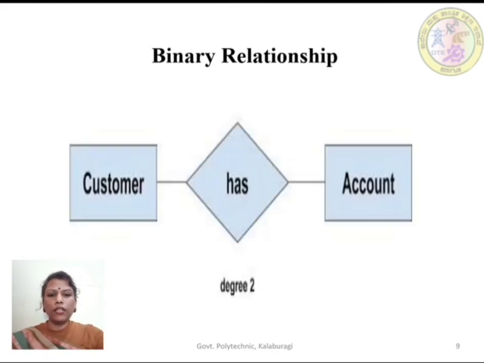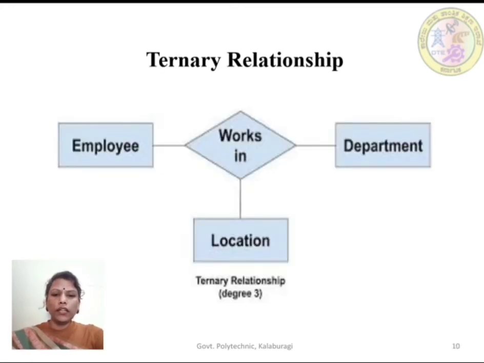Let's see our binary relationship. Here we have 2 entity types, that is customer and account, and one relationship type, has. Customer has account. Since 2 entity types are participating in the has relationship type, we can say this is a binary relationship. Binary means 2. That means 2 entity types are participating in a relationship type. This is called degree 2.